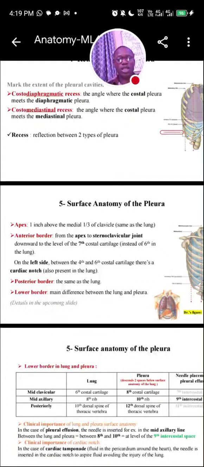The whole clinical importance is when you are inserting a needle in case of cardiac tamponade. Cardiac what? Tamponade. Cardiac what? Tamponade. Good.